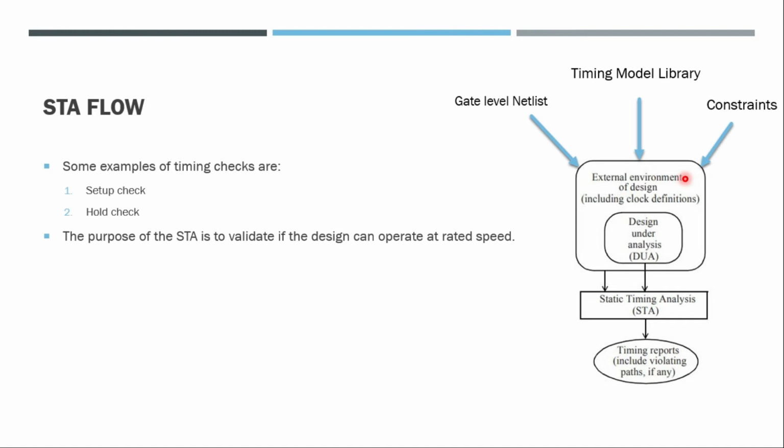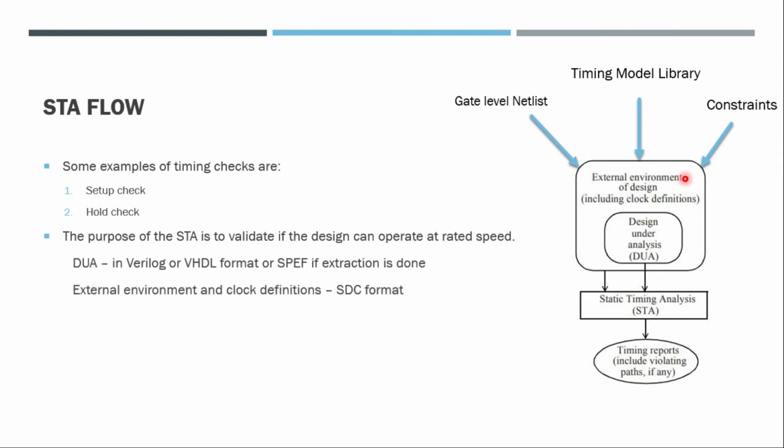When we say clock definition, the clock has its own properties, such as the period of the clock and its slew, which is the rise and fall transition times of the clock, and the duty cycle and the pulse width of it. The external environment could also mean the input and output delay. The constraints are usually specified in terms of SDC, which means standard design constraints or Synopsys design constraints file. It's a standard format in the industry.